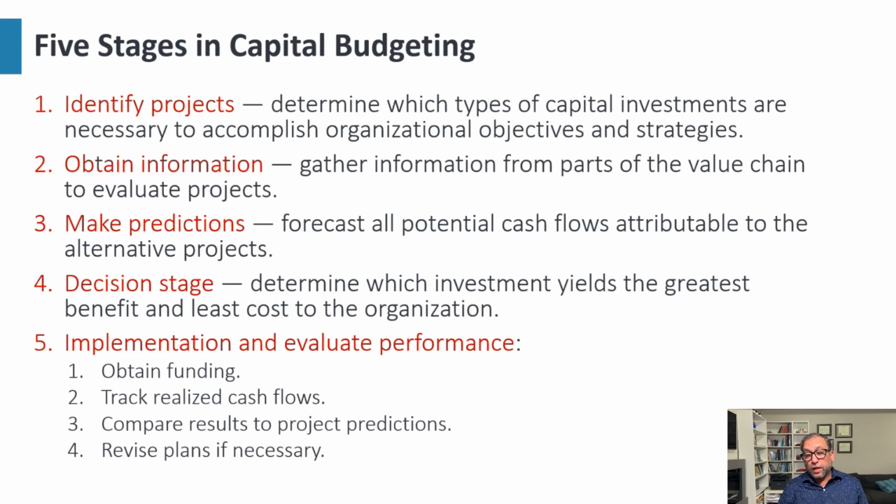And the fifth one is that after that, if there is a decision that, okay, we want to take this project, then we have to implement and evaluate performance, obtain funding, track realized cash flows, compare results to project predictions, and then revise plans if necessary. So these are the five stages. The first three stages are theoretical ones. You have to identify the project, then gather information, and then forecast the cash flows, and then present it for decision making, and after the decision you have to execute or implement.